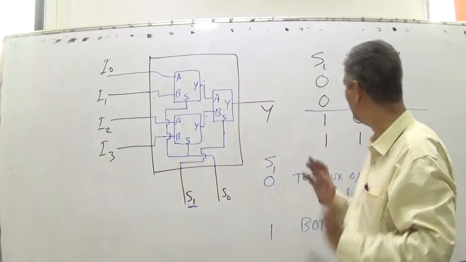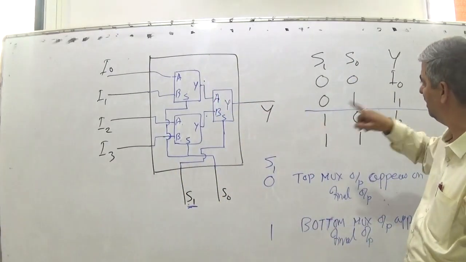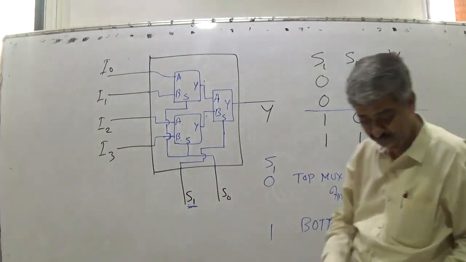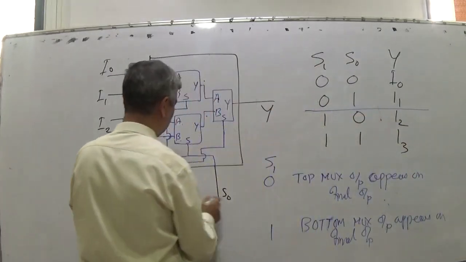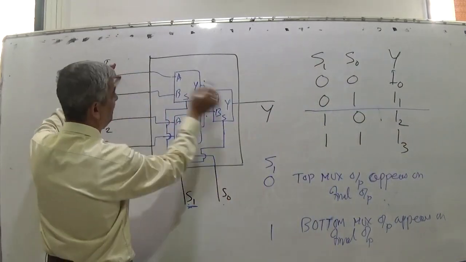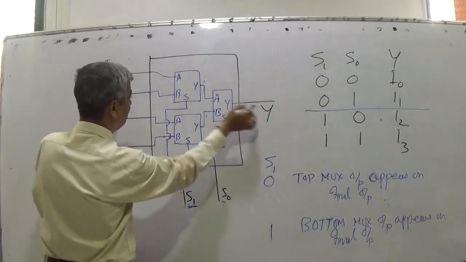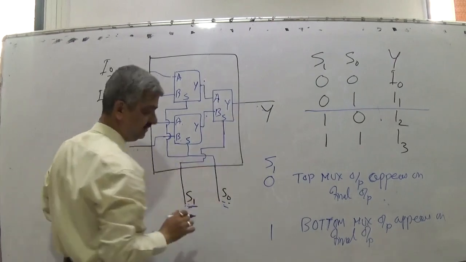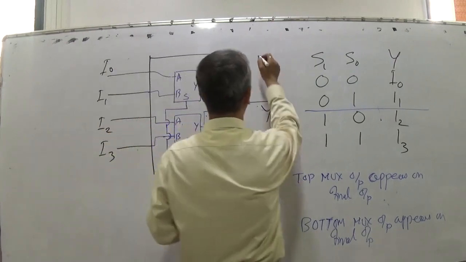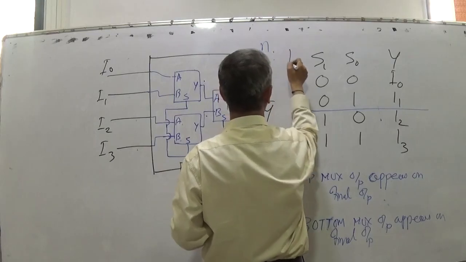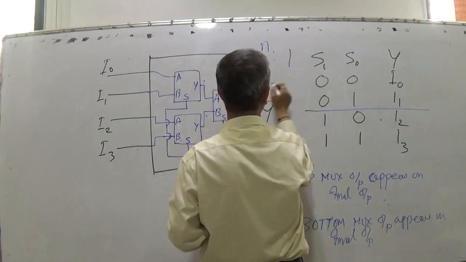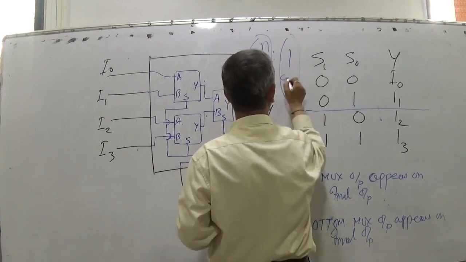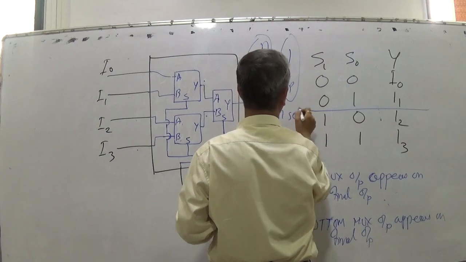So this is called a 4:1 multiplexer, having 2 select lines and 4 input lines. When these two are 0, 0, this appears here. 0, 1, this appears here. 1, 0, this appears here. 1, 1, this appears here. So a multiplexer is a 2 raised to n to 1 multiplexer: 2 raised to n input lines, 1 output line, and n select lines.